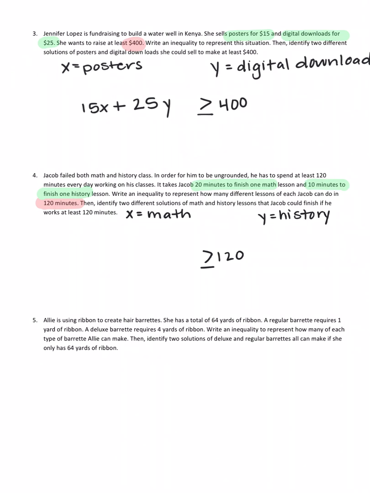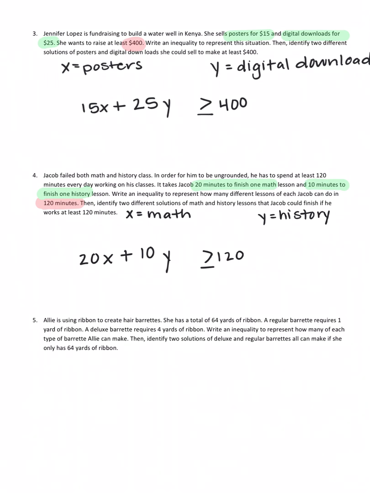Okay, math is 20 minutes to finish. So I'm going to say 20, and math I said x. So 20x plus my history. History was 10 minutes I'm going to spend on that, and I said my history was y. So 20x plus 10y should be greater than or equal to 120.